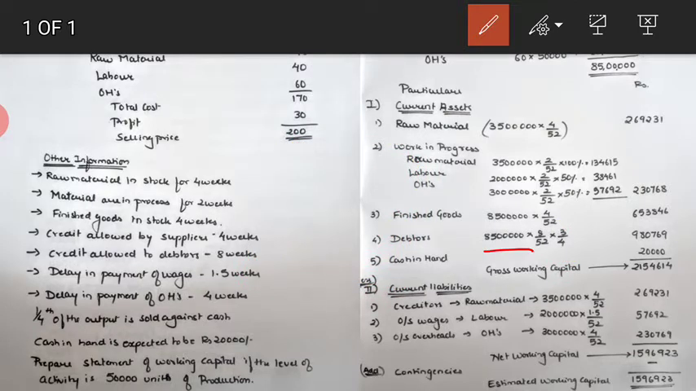So it is 85 lakhs into 8 divided by 52, that is the credit allowed to debtors is 8 weeks. So 8 divided by 52 into 3/4, because 1/4 of the output is sold against cash. So remaining is 3/4. So 85 lakhs into 8 divided by 52 into 3/4 is equal to 9,80,769. Then the next current asset given to us is cash. They have directly mentioned cash is expected to be 20,000. So directly we have to consider cash as 20,000 rupees. Apart from this, there are no other current assets.